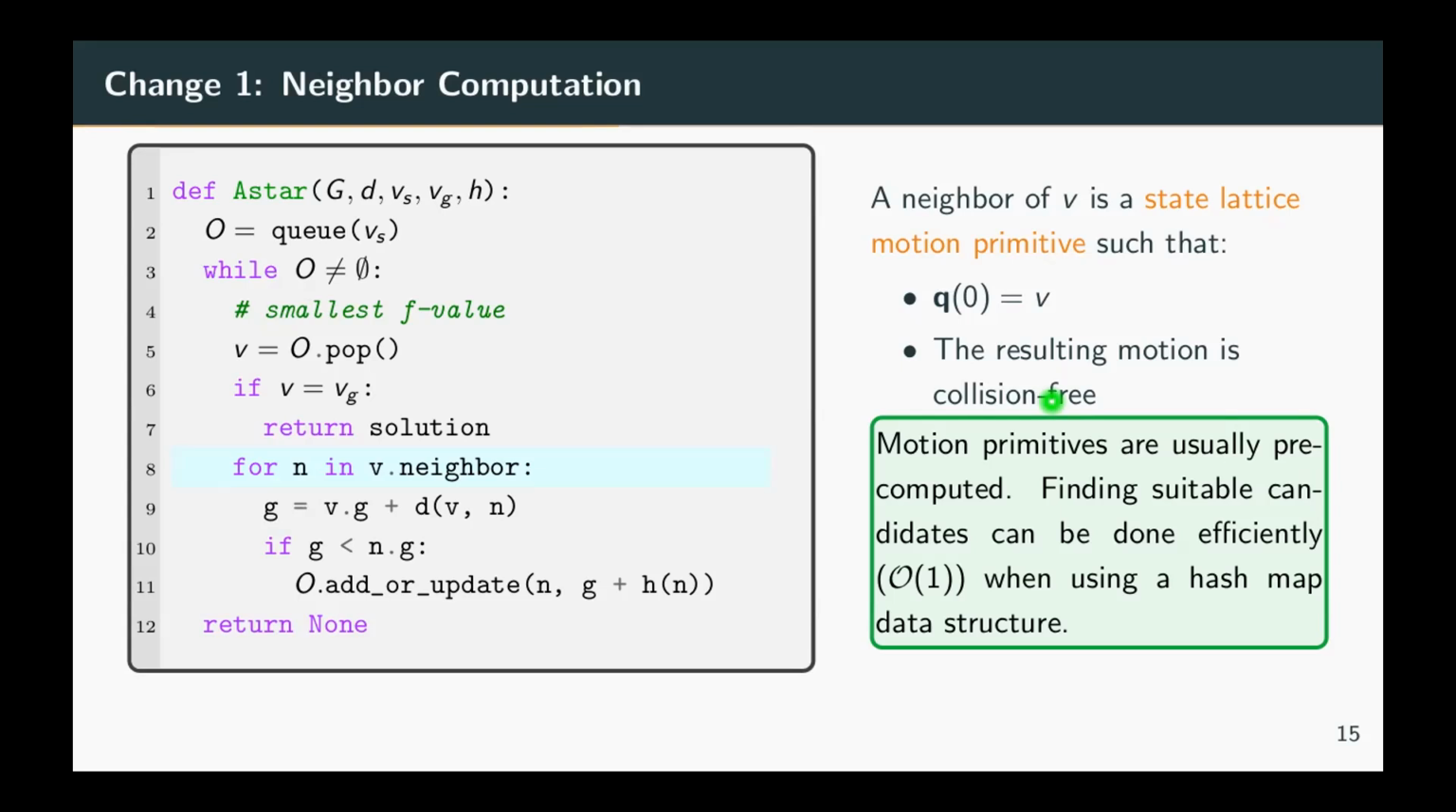Motion primitives are usually pre-computed. We do it once for a kind of robot. Then when we want to find a neighbor, because we have to verify this condition, all we need to do is put all the motion primitives, for example, in a hash map that uses as key the initial state, Q of 0. Then we can look up this hash map in constant time to find the suitable motion primitives that we can expand. For all suitable motion primitives, we will check if the motion is collision free.